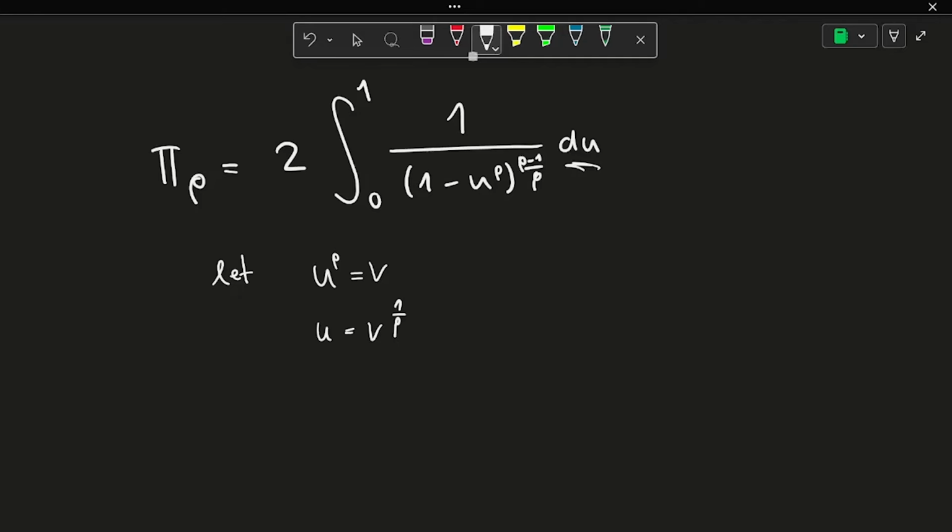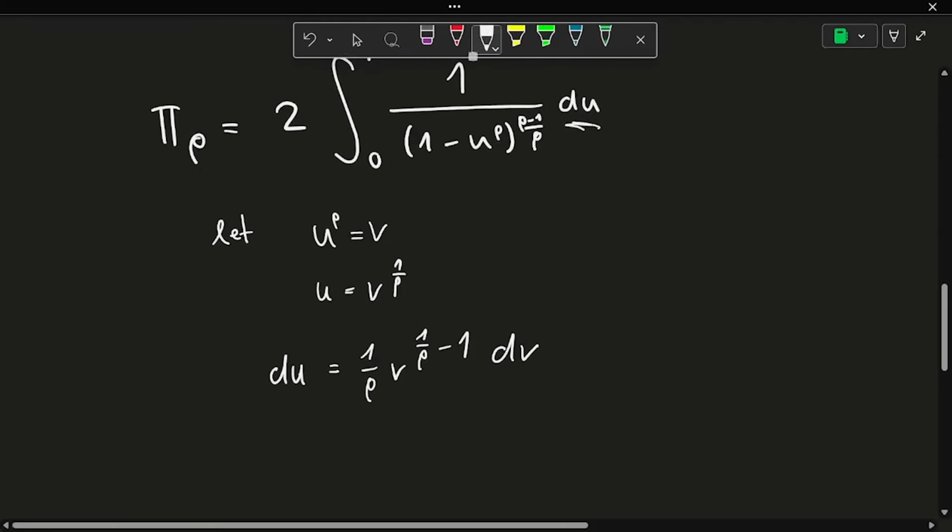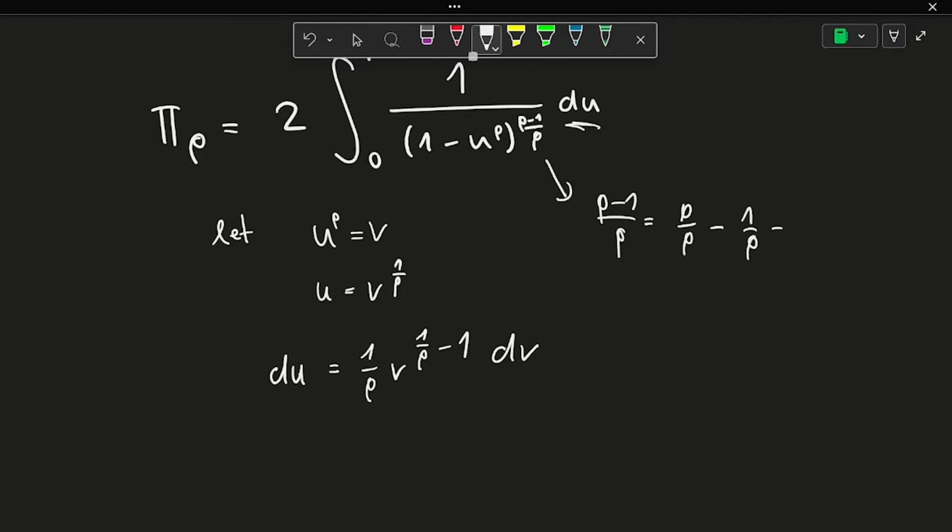And then from this we can calculate our new differential, not du but dv, because dv is just going to be, if we differentiate this, 1 over p times v to the 1 over p minus 1, and that means that we can just take the dv to the other side. So that's our new differential dv in terms of du. Very good. Also, we can recognize here that this exponent can just be written as p over p minus 1 over p, or in other words, 1 minus 1 over p.